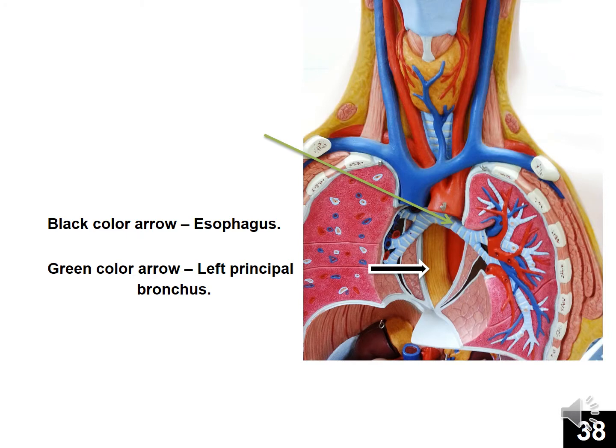Here you can see the thoracic part of esophagus. You can see superiorly the arch of aorta on its left side. You can see the left principal bronchus, indicated by the green color. Okay.